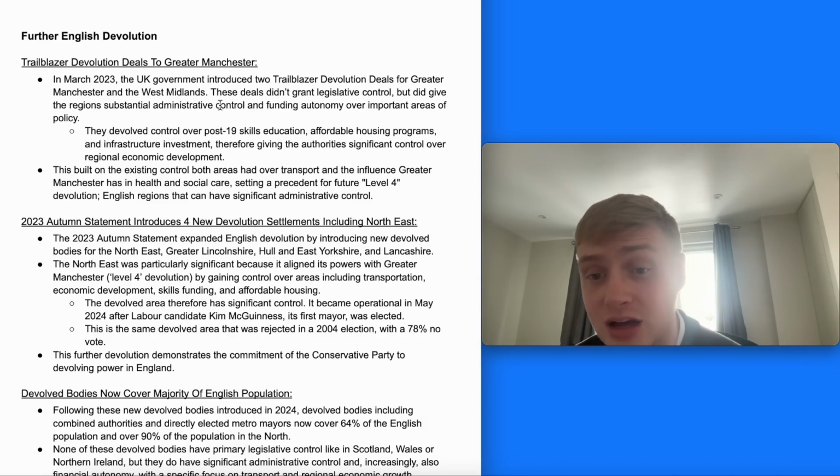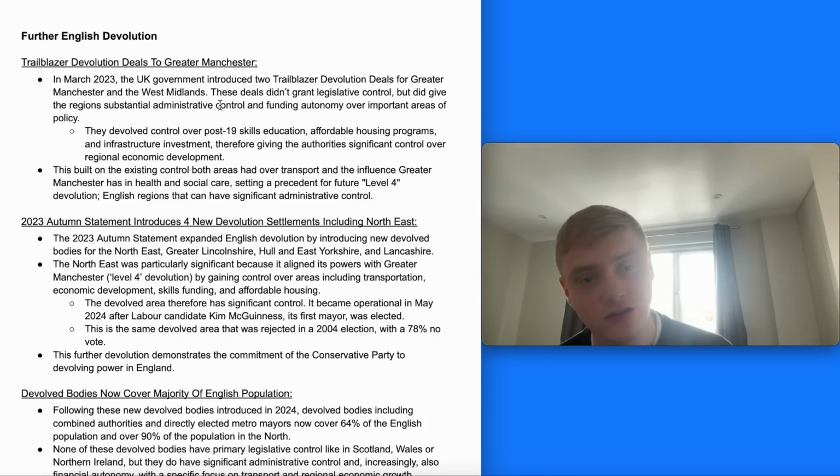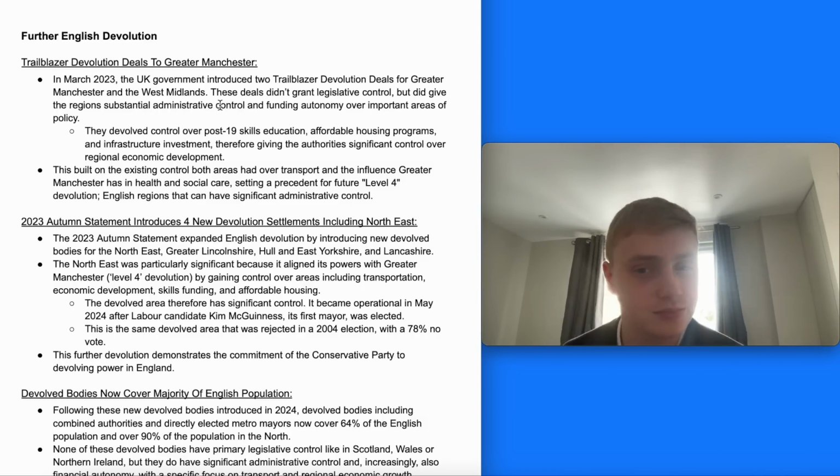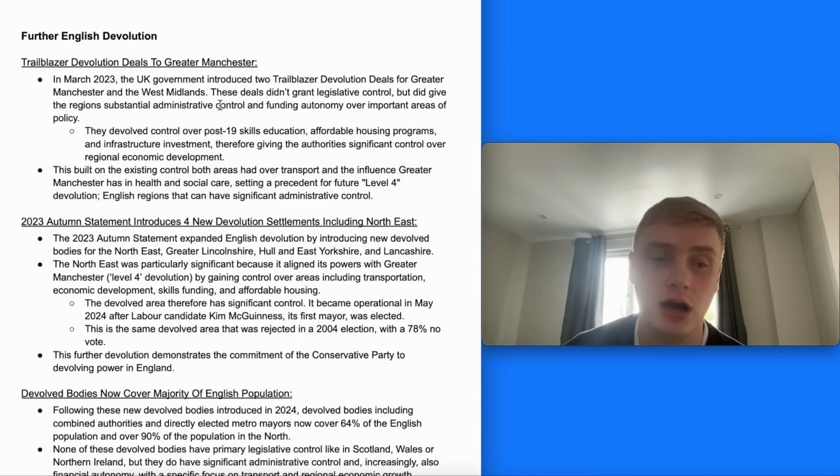This can be seen as democratic, as it's moving democracy closer to the people, allowing them to represent their local area. It can be seen as undemocratic, though, because this is the same area that rejected devolution in the 2004 referendum with a big no vote of 78%, when there hasn't been much public support for it, or major public pressure for it. It's largely a top-down policy.